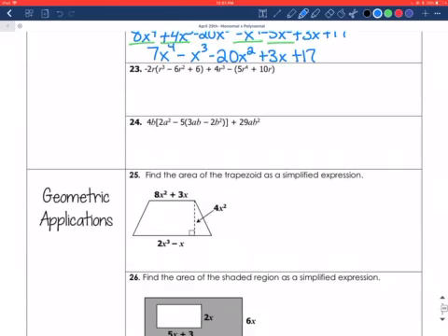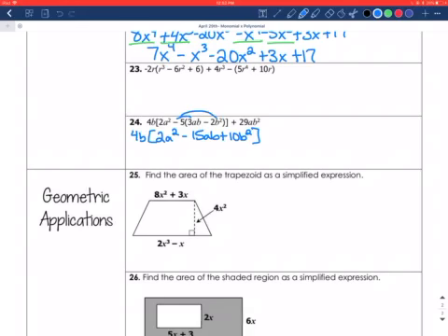So for number 24, you see these brackets right here. They are the same thing as parentheses. They just mean that there's a parentheses inside them. So you see we need to distribute this before we distribute the 4b. So what I suggest you do is copy down the 4b, copy down the brackets, and do the distribution on the inside. So that's going to be 15ab, and then plus 10b squared.